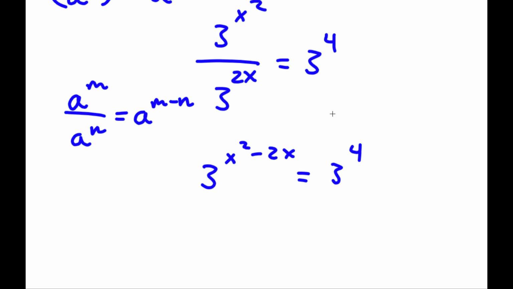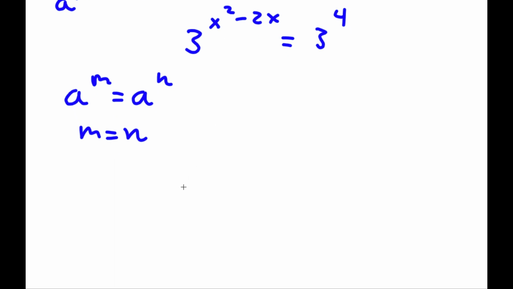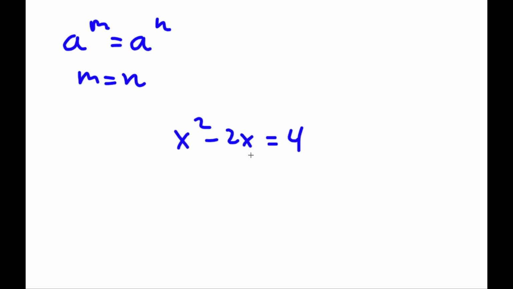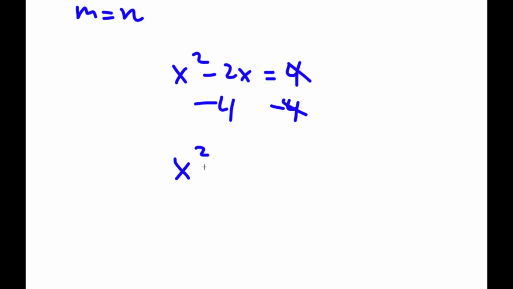So now, if I have something in the form a to the power of m is equal to a to the power of n, then this means that m is equal to n. So in this case, x squared minus 2x is equal to 4. So now we have an algebraic equation to solve. So the first thing I'm going to do is subtract 4 on both sides. So then these two cancel out, and now I have x squared minus 2x minus 4 is equal to 0.